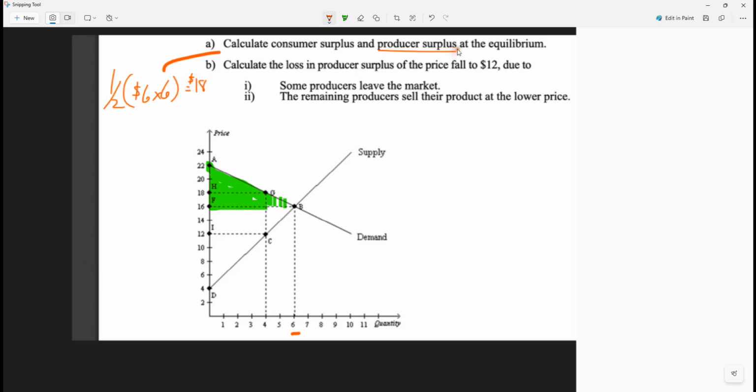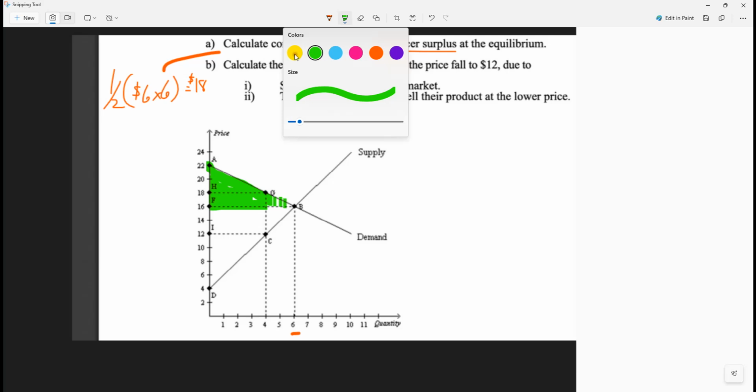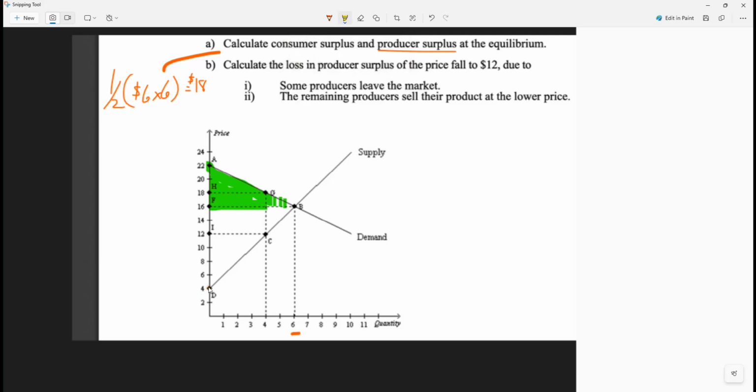Then the producer surplus is the difference between what they're willing to sell, which is the supply curve, and what they actually sell it for. So they're willing to sell it for this, and then they actually get to sell it for 16. Okay, so it's the difference between here and here. So it's this triangle. You can see that the producer surplus is bigger, and producer surplus before the price change.